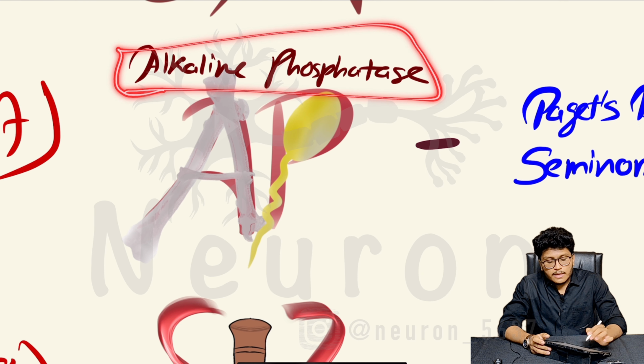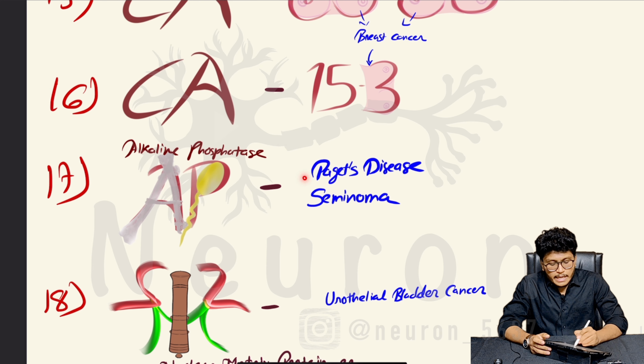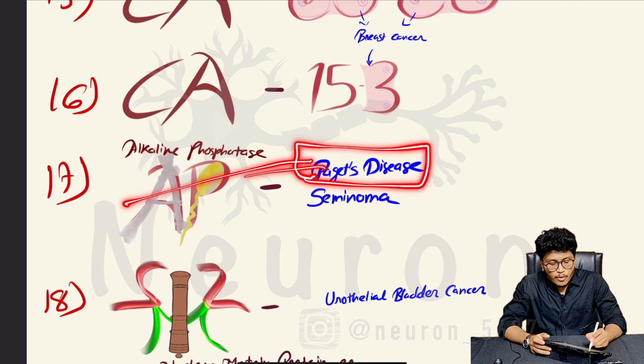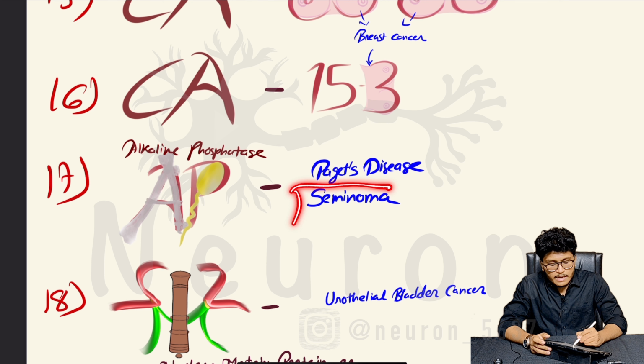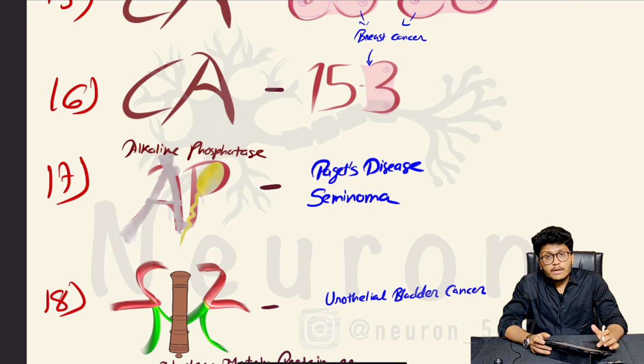Alkaline phosphatase. The A is made up from the bones, different types of bones, and P is made up from the sperm. So in Paget's disease, this is a disease of bones. So in Paget's disease and seminoma, the tumor marker will be alkaline phosphatase, ALP. Okay. Now let's move to the next tumor marker.